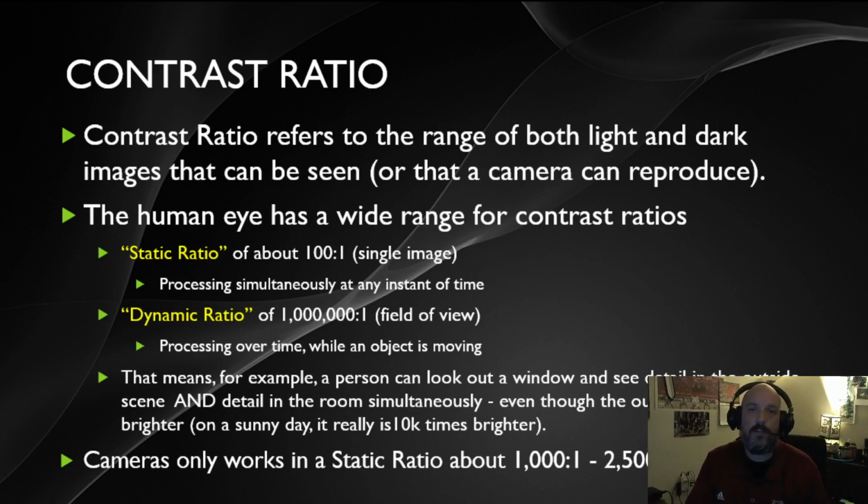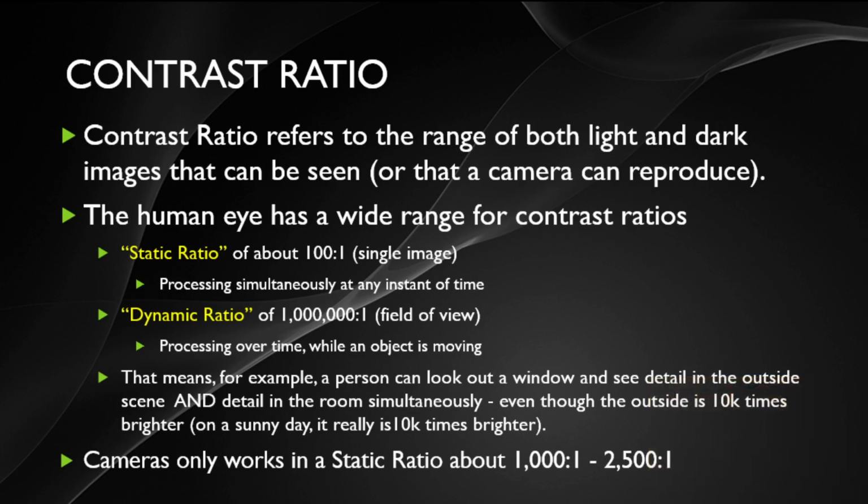So this is one of the reasons with the contrast ratio, the static ratio: you can find something in the center of your vision and it's extreme clarity, but everything that's happening on your peripheral vision is a little more blurred because that dynamic ratio is kind of coming in, and so processing over time. Now, this gives us the ability for a person to look out a window and see the detail that's happening outside of the window and also see what's happening inside the window at the same time, even though the outside is 10,000 times brighter, especially on a sunny day.